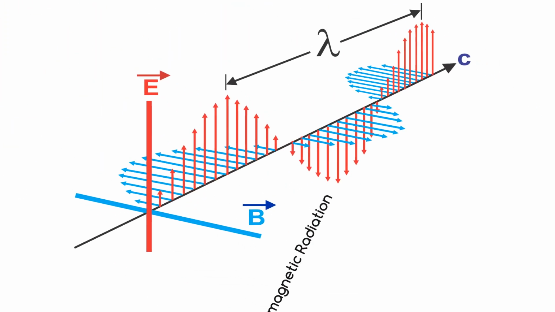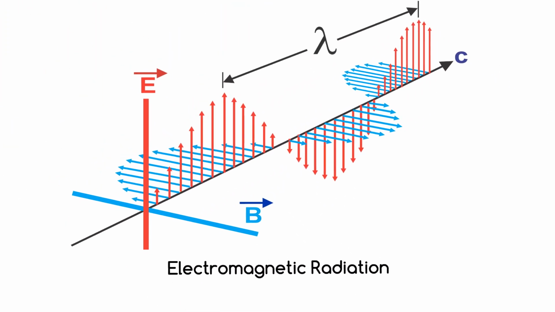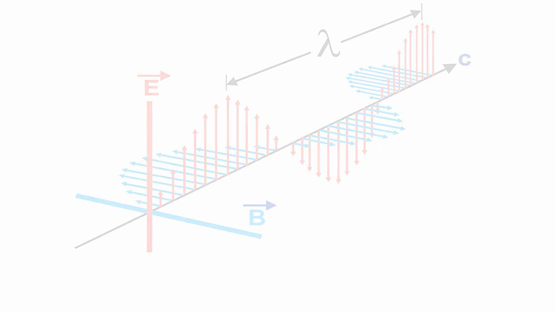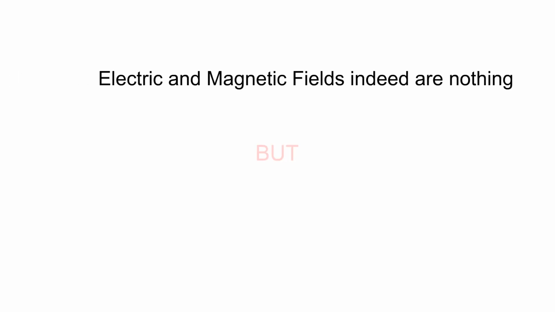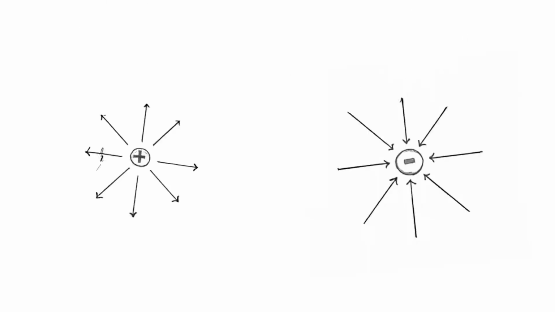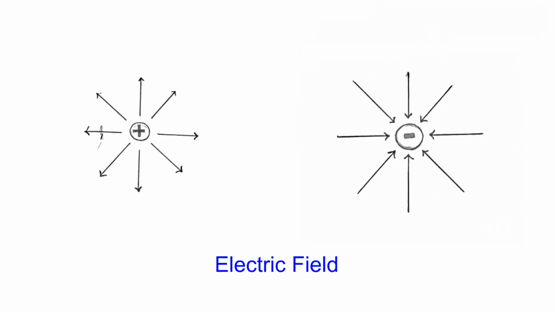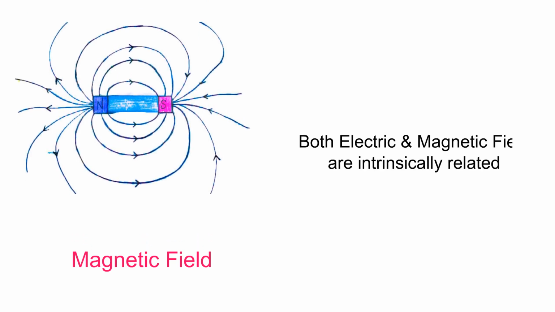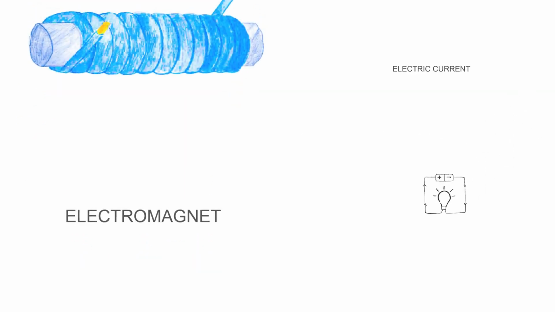Electromagnetic radiations are simply the waves carrying information about the electromagnetic field. Both the electric and magnetic fields oscillate together, perpendicular to each other. Electric or magnetic fields indeed are nothing but regions of space around an object up to which it can exert its force. It is an already established fact that both electrical and magnetic fields are intrinsically related. Because of this phenomenon, we've been facilitated with electromagnets, electrical currents, and several other applications.